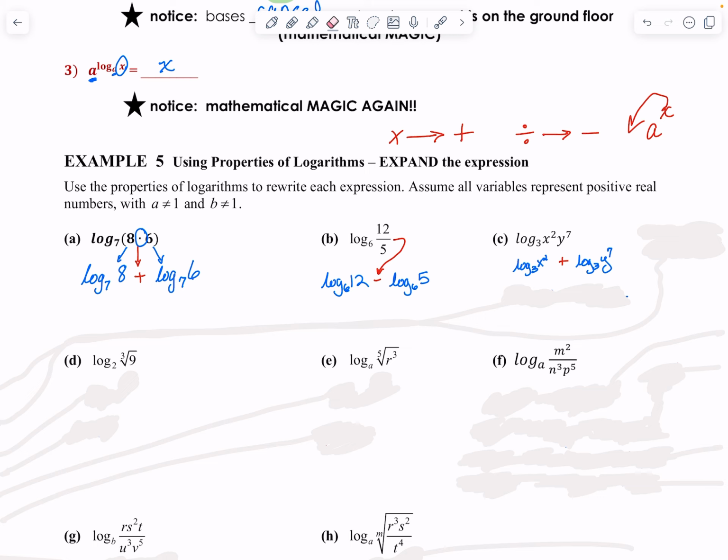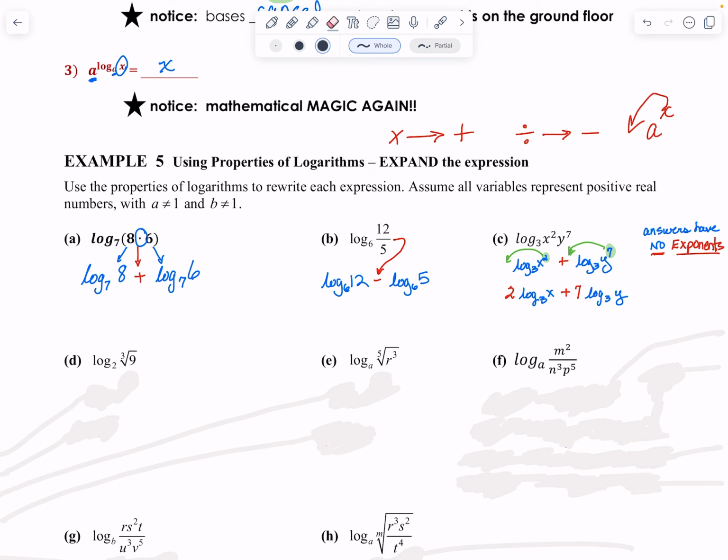Now, but notice, I'm not finished. Like in A and B, I'm done. But in C, do you see that I've got these exponents up here? You cannot have exponents. Any time you have those exponents, you have to move them up front. So that's going to be my next step, is to move those to the front. And so now I am done. I have no more exponents. I have no multiplication. I have no division. Remember, answers have no exponents in them when you are expanding, okay?